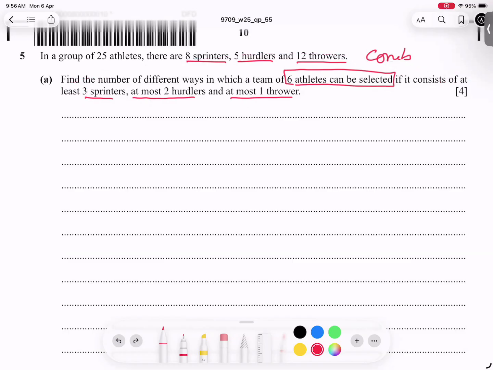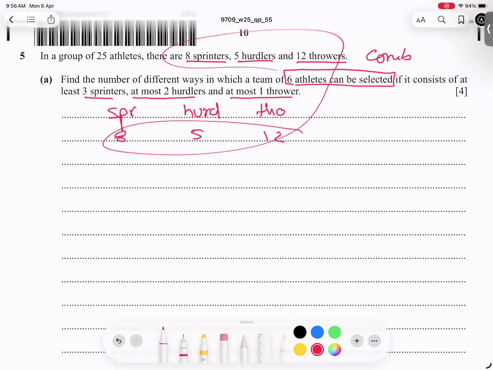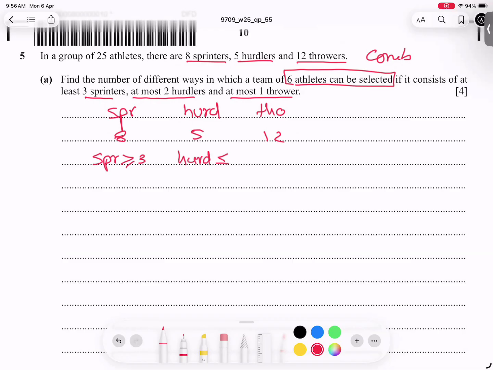So I can mention here sprinters, and here hurdlers, and here throwers. Okay, and in total we have 8 available, 5 available, and 12. You can see from the top. And we are looking for at least 3, it means sprinters more than or equal to 3, and hurdlers at most 2, so hurdlers maximum 2 and less than 2, and at most 1, so 1 and less than 1. So I hope the concept of the topic is clear.